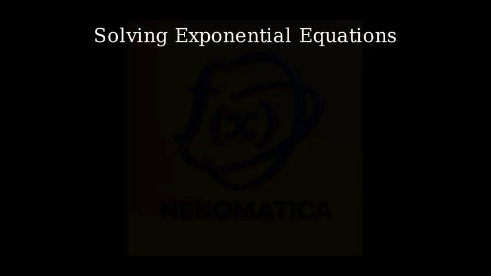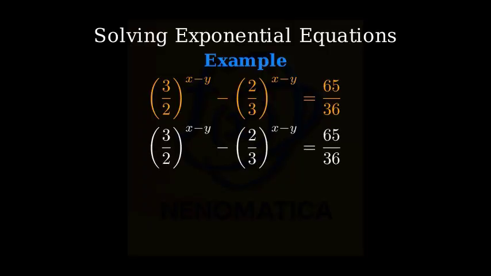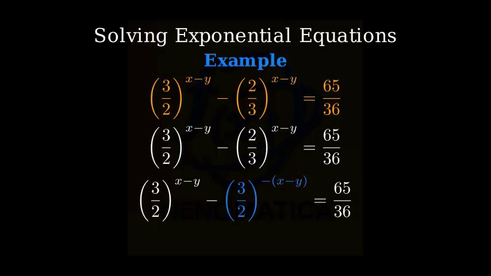In this video, we'll solve an exponential equation with two variables. Let's work through this example. 3/2 to the power of x minus y minus 2/3 to the power of x minus y equals 65/36. Let's start by recognizing something important about the two terms on the left side. The bases 3/2 and 2/3 are actually reciprocals of each other. So we can rewrite the second term as 3/2 to the power of negative x minus y.